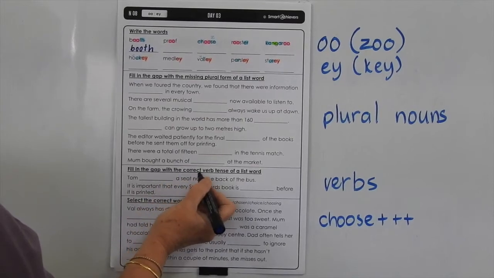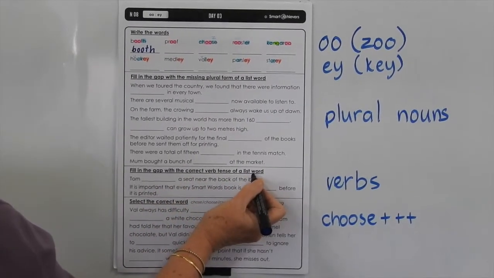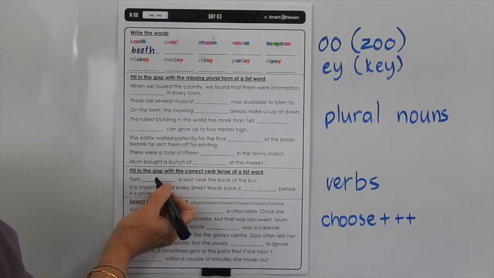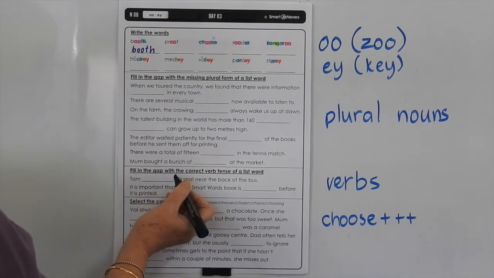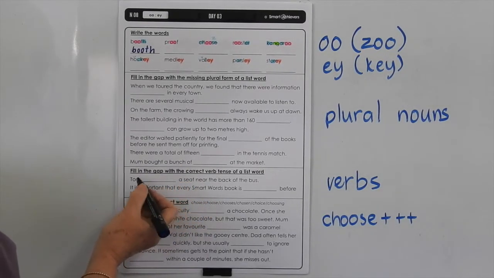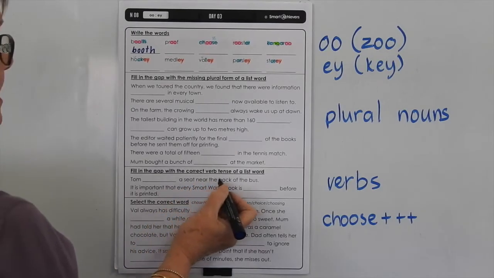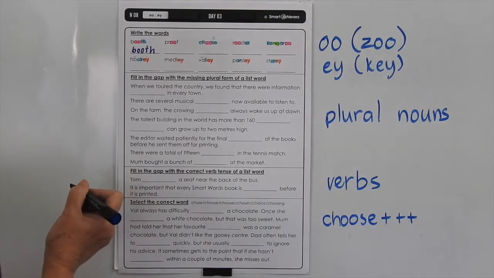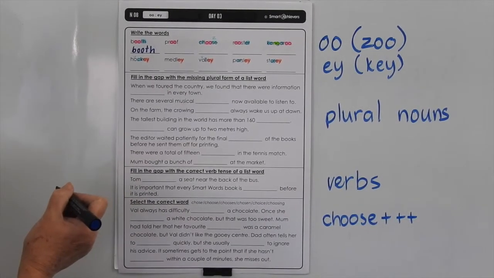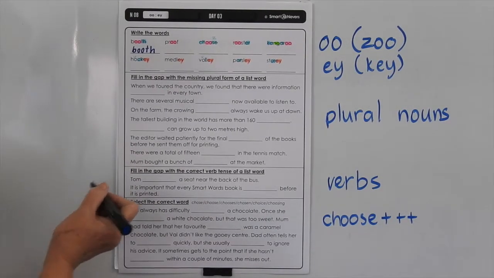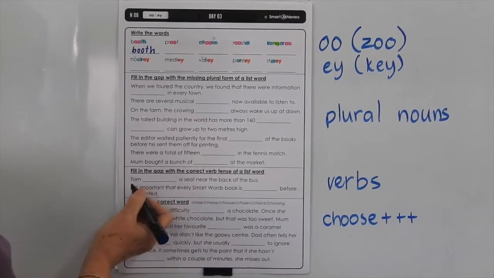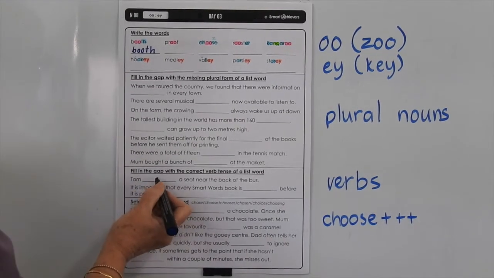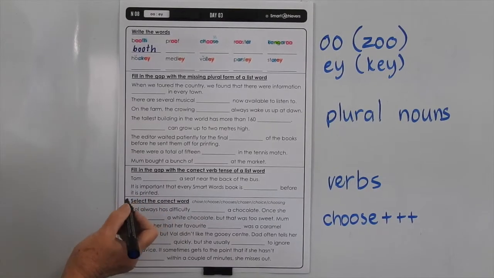Fill in the gap with the correct verb tense of a list word. So here you could be adding an S, an ing, an ed, or leaving the word as it is. Tom something a seat near the back of the bus. Now some of these verbs are irregular, meaning that we're not always adding ed to the end of the word, and this one here is one of those, so you're going to have to be tricky when you choose your word to put in there.